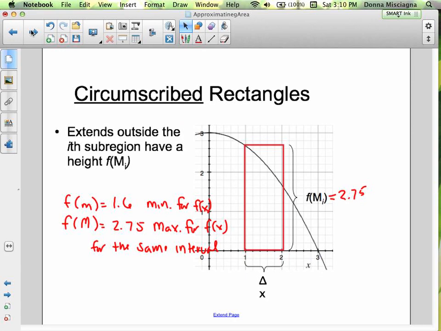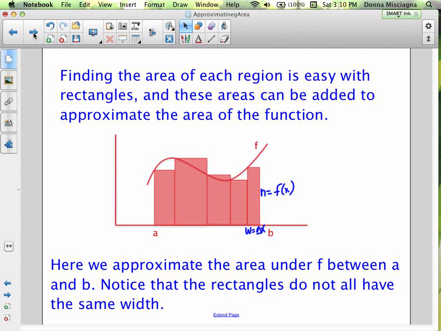We can't use both. We have to use one, or at least when we're dealing with rectangles anyhow, we have to use one or the other. Either it's going to be an inscribed rectangle or it's going to be a circumscribed rectangle. Or maybe it'll be a little of each. But that's later to come. Finding the area of each region is easy with rectangles, because rectangles are super easy. The area of a rectangle is just width times height. And these areas can be added to approximate the area of the function.